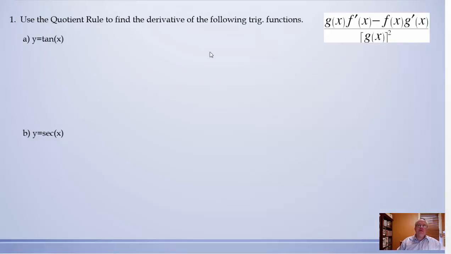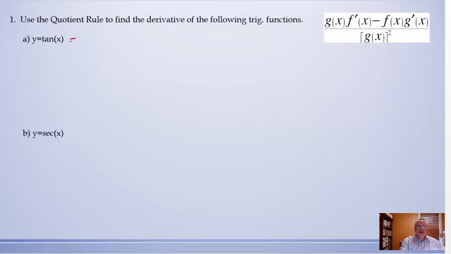Okay, so we're going to use the quotient rule to find the derivative of the following trig functions. We know the derivative for sine and cosine. Now that we have the quotient rule, we can find the derivative for tangent and secant as well. And we're going to have to remember these rules, so whatever we come up with, we're going to use many times in the future.